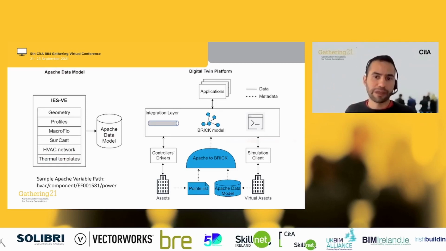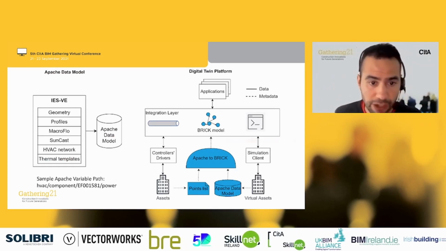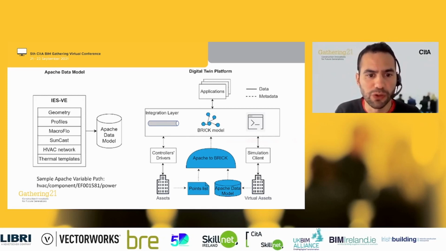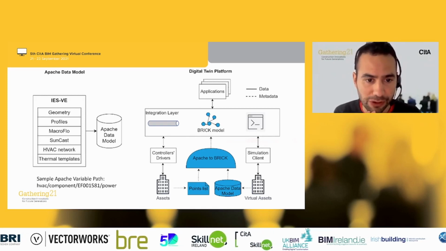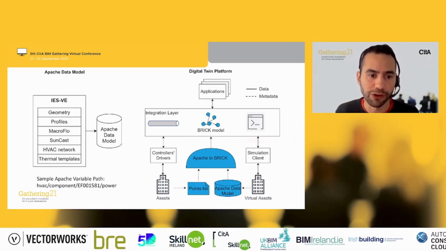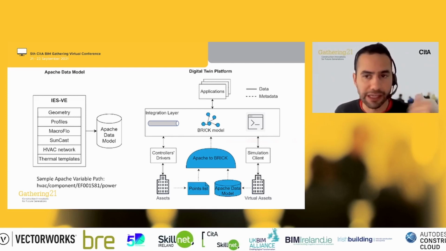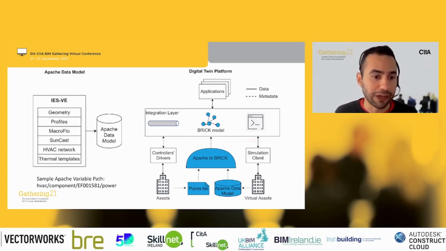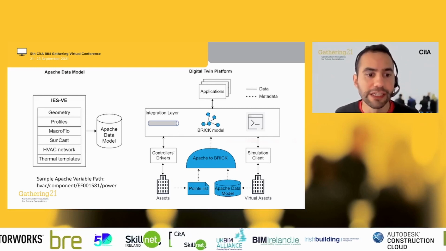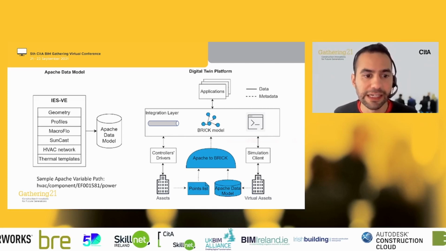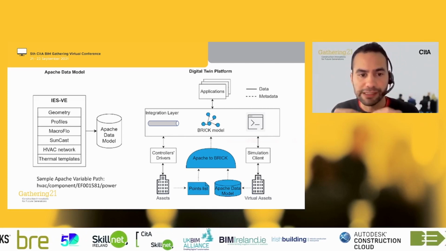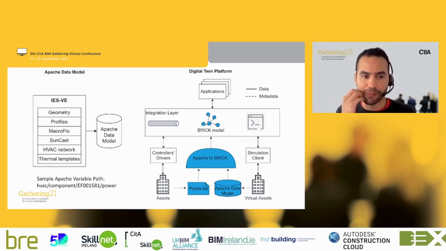In parallel, there has been a lot of work at IES, where we are working on what we call the Apache data model, which is a very compact version of the whole VE model. It contains geometry, usage profiles, things like MicroFlo, which is for simulation of wind flow across buildings, SunCast for daylighting, the HVAC network, and the thermal templates, and all of that is compacted into a single model, which is called the Apache data model.